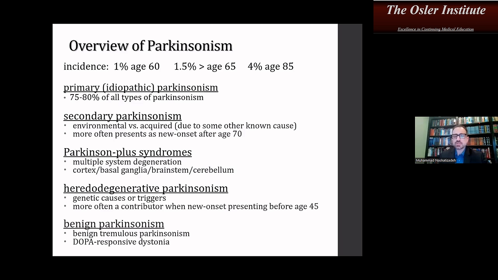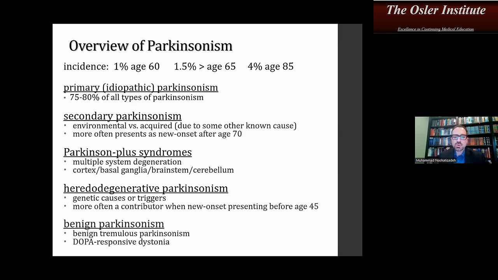When people do have secondary Parkinsonism, it's more often that it will present as a new onset after age 70. And I've seen many patients over the years who are told that they have Parkinson's disease, but it didn't start until they were 75 or 80. And almost always with a careful history and consideration of many of the secondary causes of Parkinsonism, you can find a better reason why they might have a secondary Parkinsonian cause. For example, vascular Parkinsonism or dementia with Lewy bodies is often underappreciated or underdiagnosed because maybe the cognitive deficits that precede the Parkinsonism may be very mild.